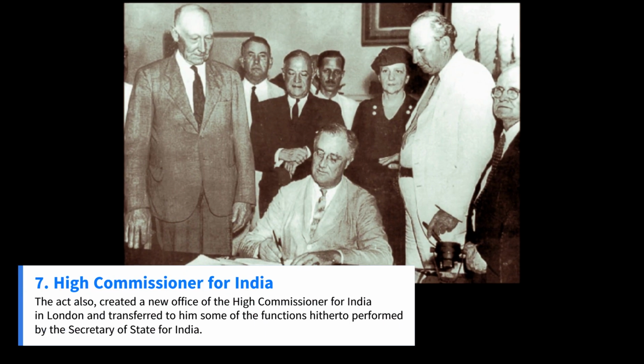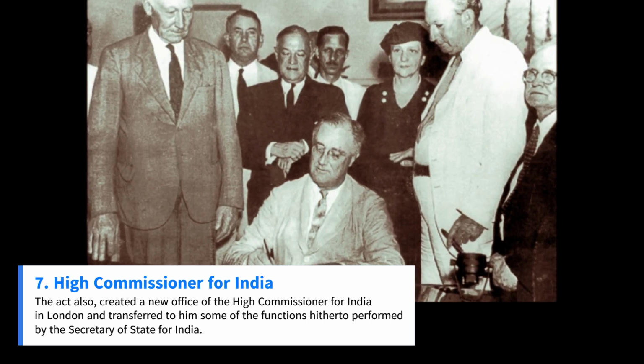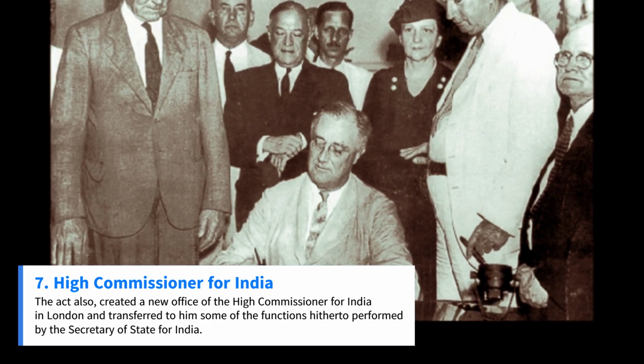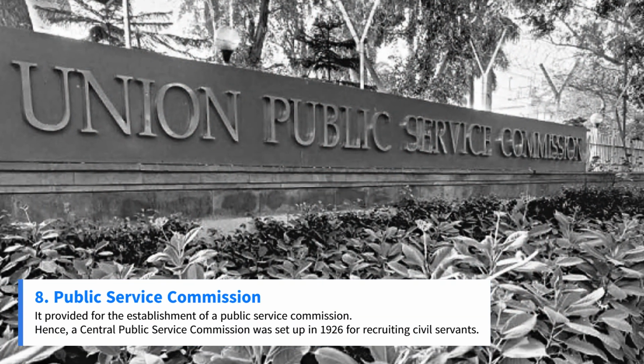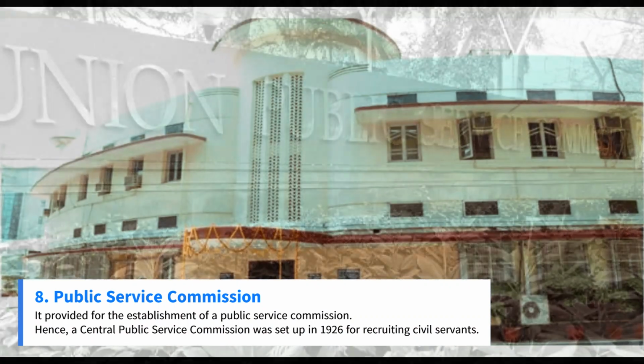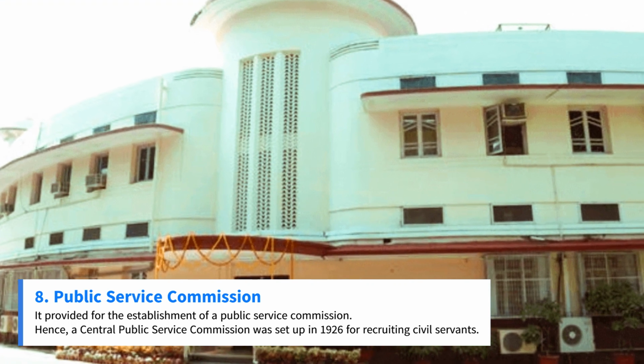7. The act also created a new office of the High Commissioner for India in London, and transferred to him some of the functions hitherto performed by the Secretary of State for India. 8. It provided for the establishment of a Public Service Commission. Hence, a Central Public Service Commission was set up in 1926 for recruiting civil servants.